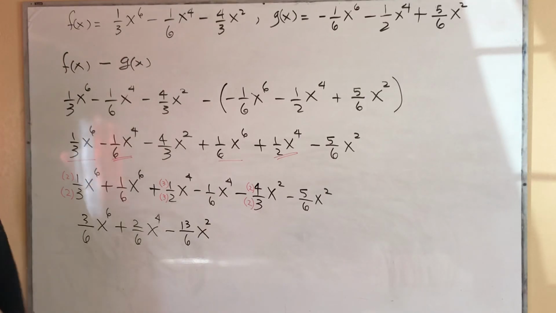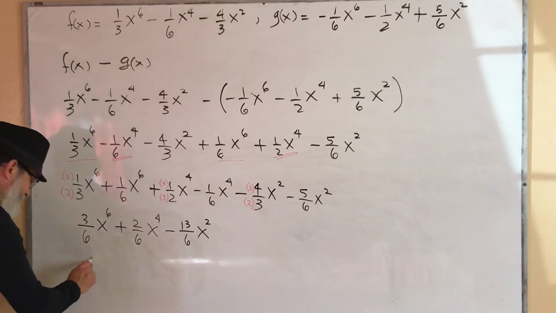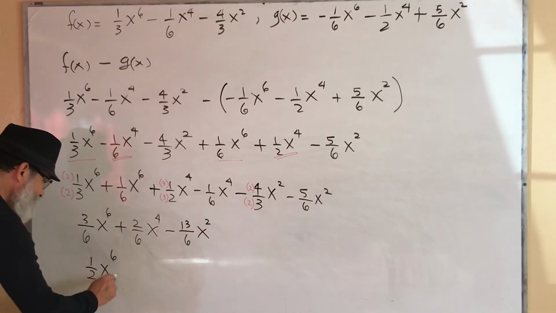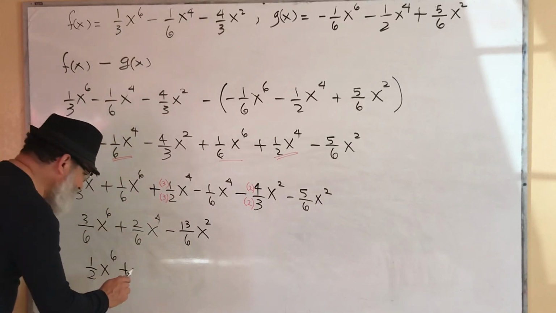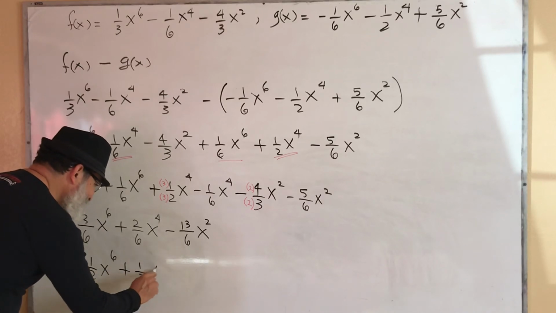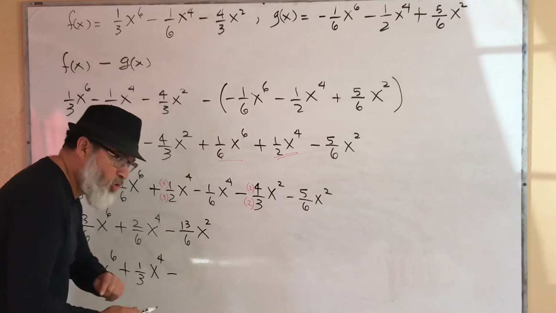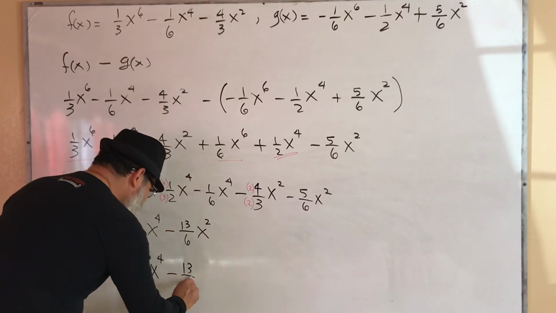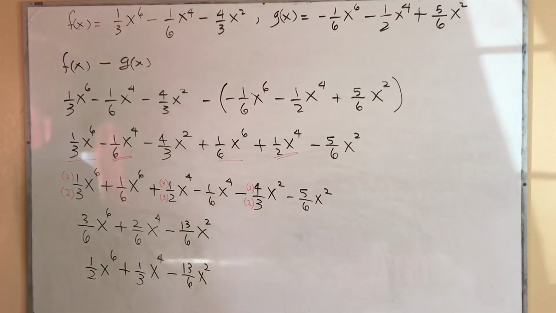Okay, I'm not done. Now I'm going to simplify. Simplification, guys. I'm getting tired now. 3 over 6 is what? 1/2 x to the 6 plus 2 over 6 became what? 1/3 x to the 4th minus, can you simplify that? No. 13 over 6 x squared.